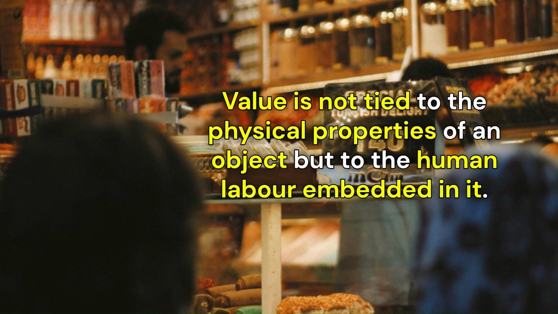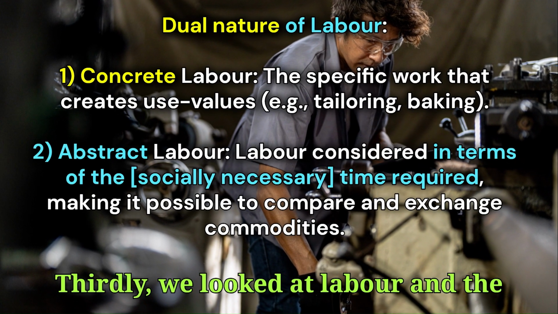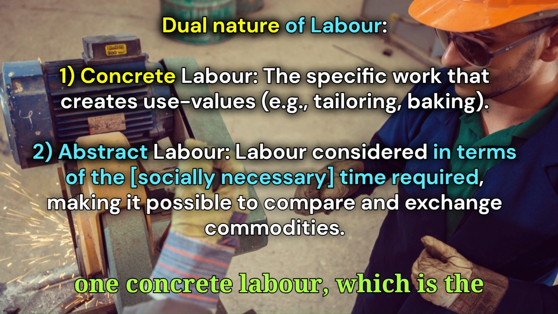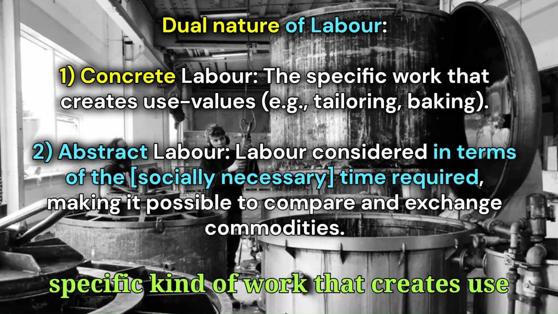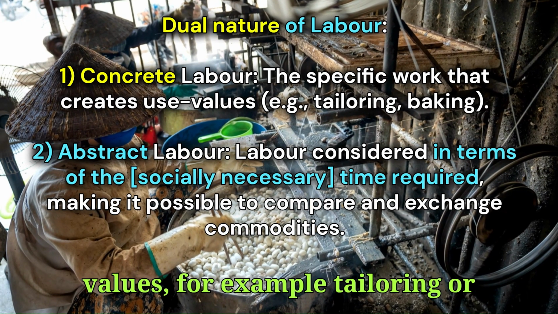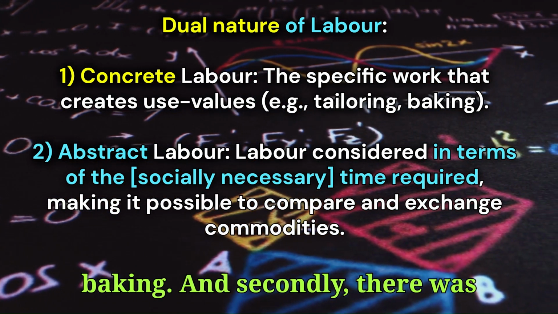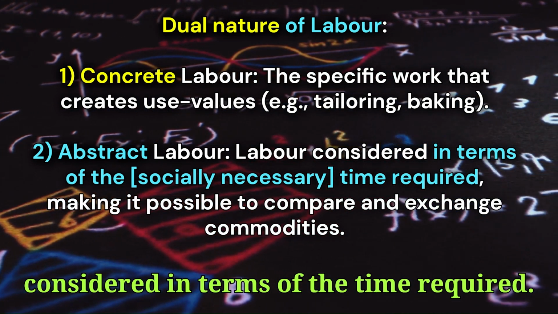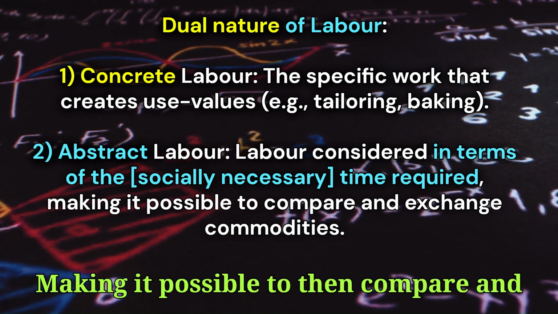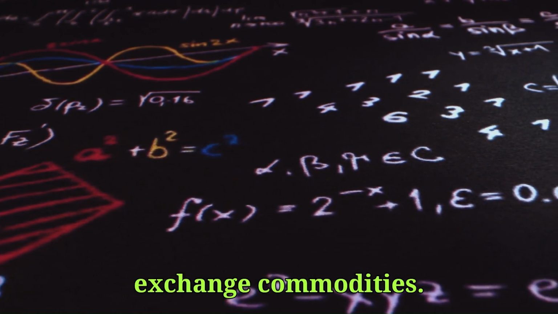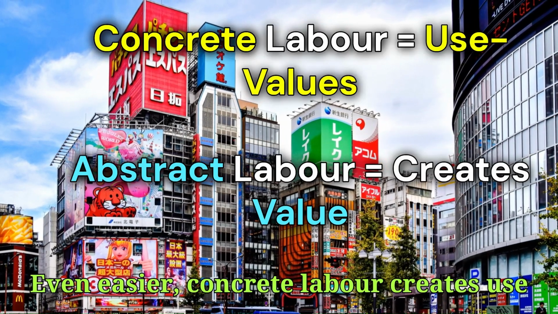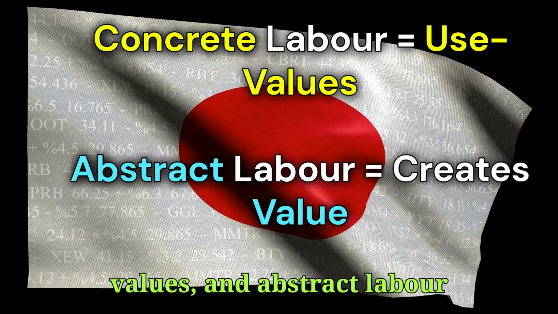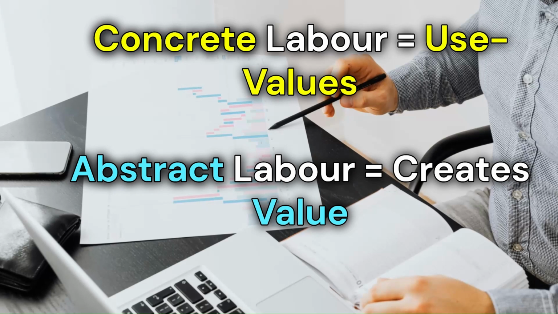in it. Thirdly, we looked at labour and the dual nature of labour in capitalist societies, namely, one, concrete labour, which is the specific kind of work that creates use values, for example, tailoring or baking. And secondly, there was abstract labour, which was labour considered in terms of the time required, making it possible to then compare and exchange commodities. Even easier, concrete labour creates use values and abstract labour creates value generally.